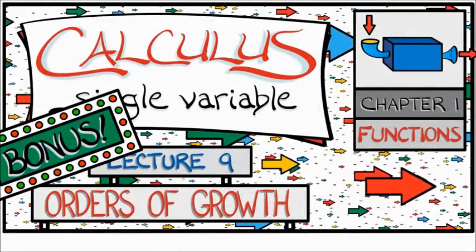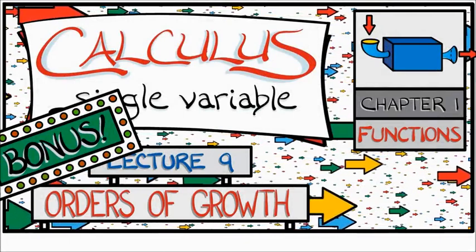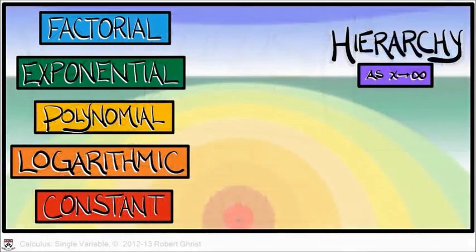Welcome to Calculus. I'm Professor Greist, and we're about to begin Lecture 9, Bonus Material. In our main lesson, we considered growth rates of functions and ordered them in a hierarchy as x goes to infinity. This led to a language for discussing and controlling that growth, both as x goes to infinity and as x goes to 0. This language is called big O.